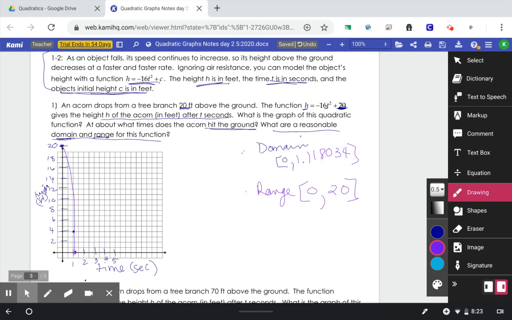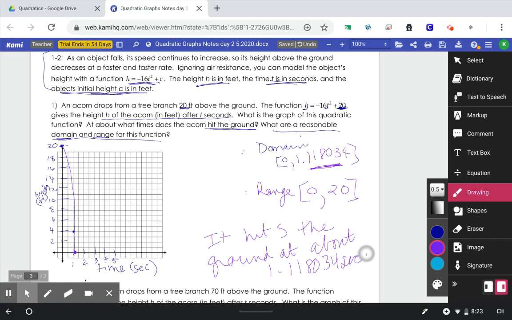And then it says about what time does the acorn hit the ground. So this right here was when it hit the ground. So we could say it hits the ground at about 1.118034 seconds. Okay.